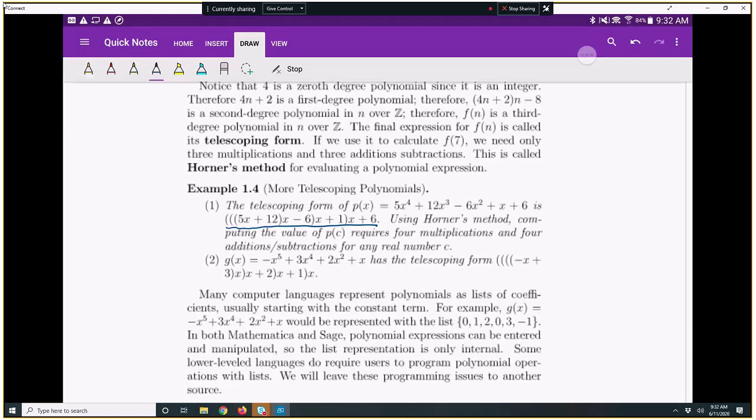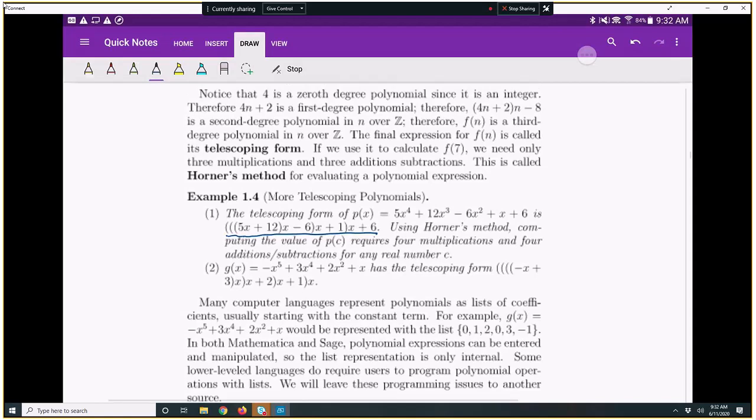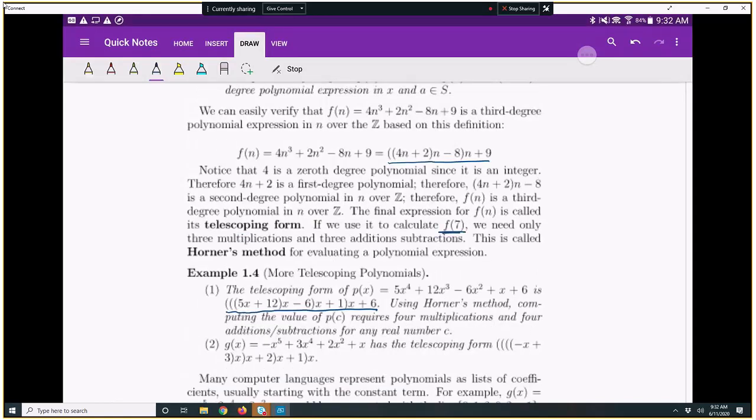And using this telescoping polynomial, if we wanted to plug in f of 7 as above, we needed only 3 multiplications, 3 additions or subtractions to compute the same value. So it's a little bit faster in terms of the computing power.